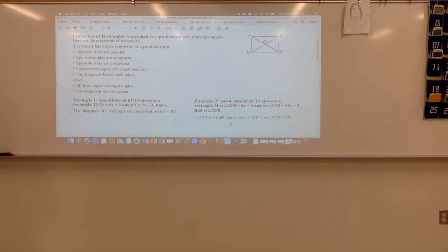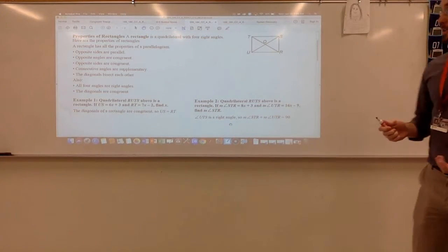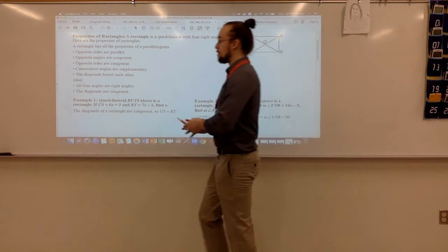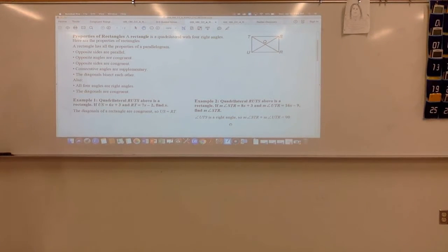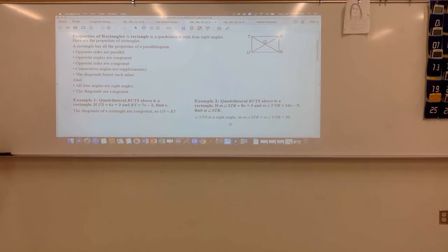Today, we're going to start talking about rectangles. So we had been talking about parallelograms. It's been a little while, so hopefully we can get back in the swing of things and remember these properties of parallelograms as we start to talk about special parallelograms. The first one we're going to look at today is a rectangle. So a rectangle is just a quadrilateral that has 4 right angles.